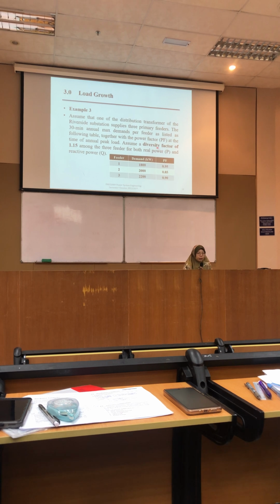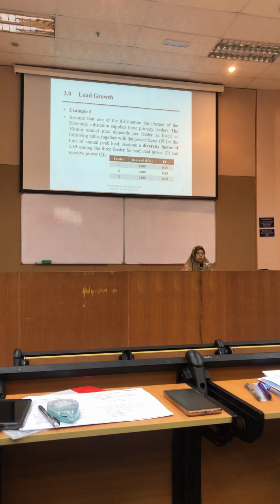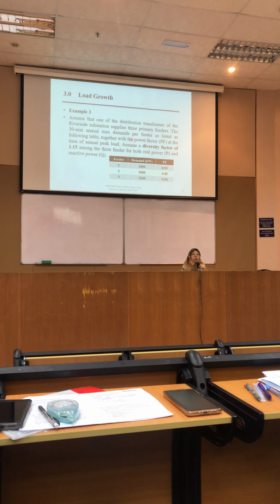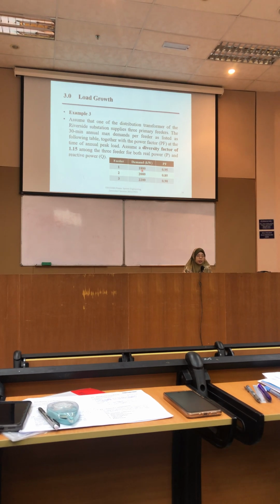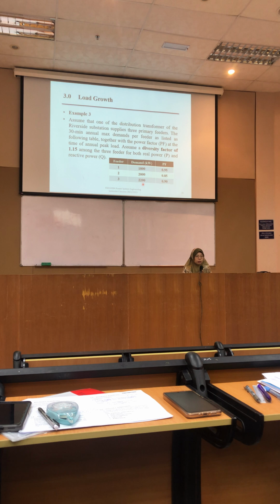Okay. For example, for load growth here, for one distribution transformer, it means that for one transformer, they can supply the primary feeder. You can supply up to 3 points, which is 3 feeders. The first feeder is 1,800 kilowatt, and the power factor is 0.95. The second feeder is 2,000 kilowatt, power factor is 0.85. The third feeder is 2,200 kilowatt, 0.9 power factor.